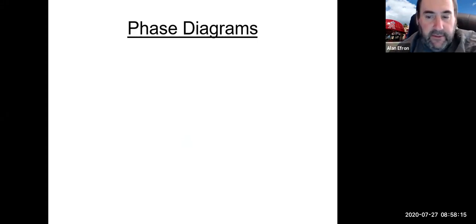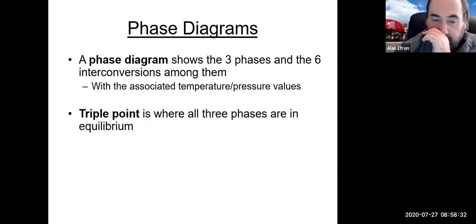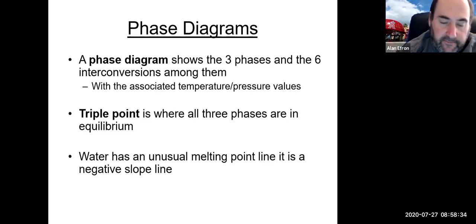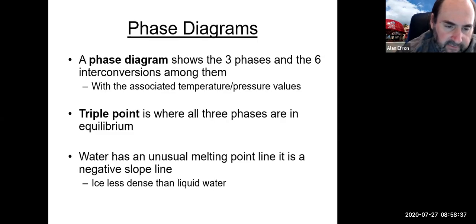So now what we're going to talk about is the relationship between temperature and pressure, and how it affects things like boiling points and what phase something's in. And to help us along with that is what is known as a phase diagram. In a phase diagram, it will show several things. It will show the three phases, so where on the diagram something is solid, liquid, and gas. It will also show the 6 interconversions among them.